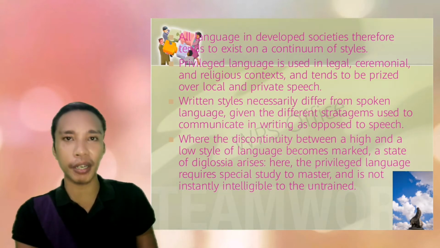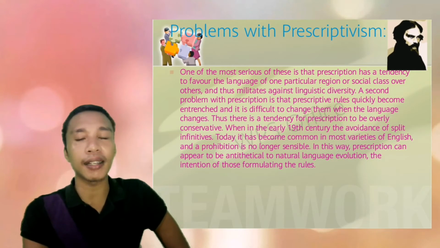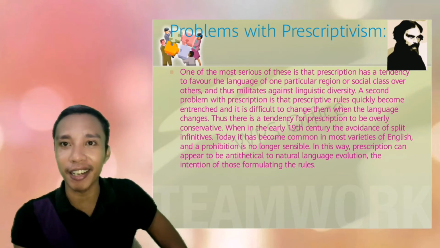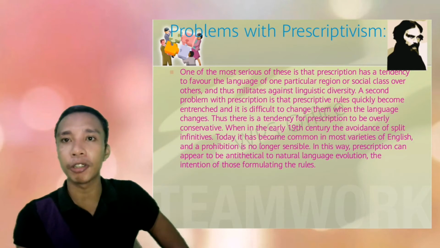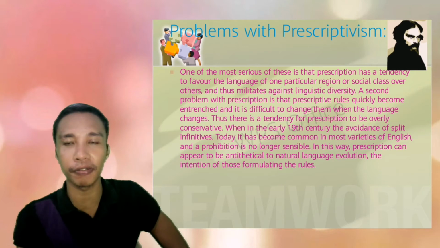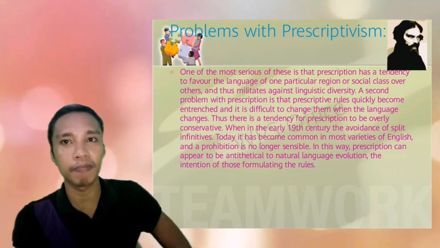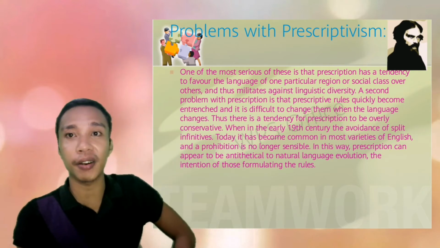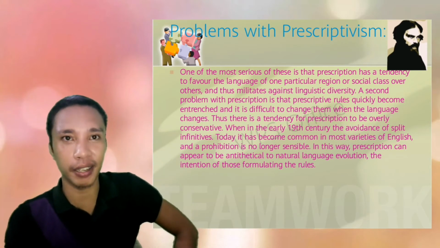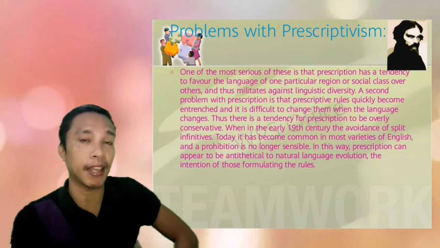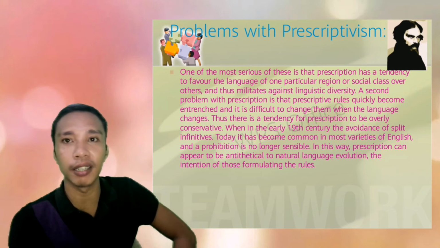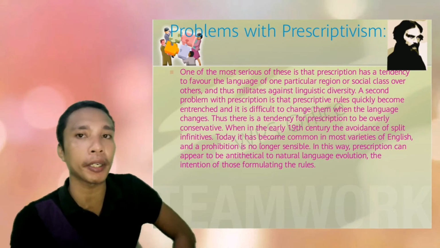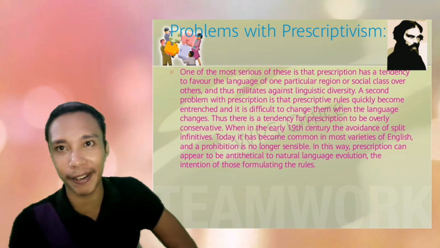Okay. So, problems with prescriptivism. One of the most serious of these is that prescription has a tendency to favor the language of one particular region or social class over others. So that's, I think, what happened to Filipino and English as well. Here in the Philippines in our case, but in general in the whole world, I think that's what happened to English because of the United States, their level or society level, their hierarchy. They're actually on the top of the list when it comes to countries. They're the most powerful country, quote unquote, so they say. So a lot of people are using English in the whole world, and I believe they standardized that English should be our universal language. So again, one of the most serious of these is that prescription has a tendency to favor the language of one particular region or social class over others, and thus militates against linguistic diversity.